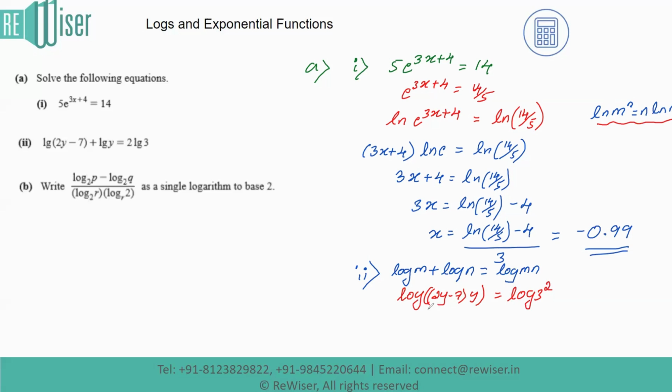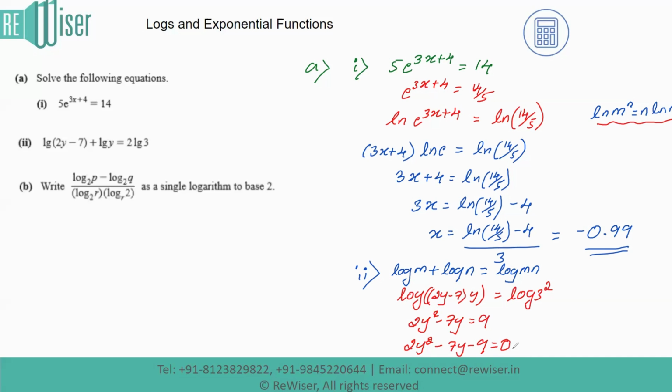Now whenever I have log of x equal to log of y, we can just equate those things. So when I expand this, it's going to be 2y squared minus 7y is equal to 3 squared, which is 9. Here we get a quadratic equation: 2y squared minus 7y minus 9 equals 0.